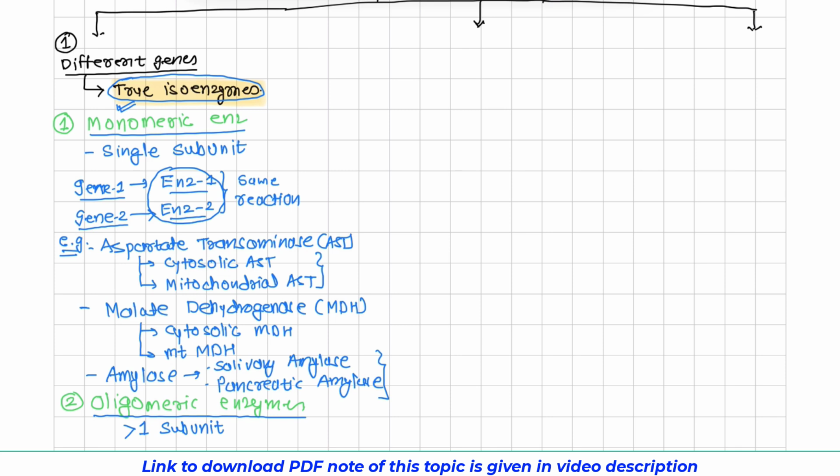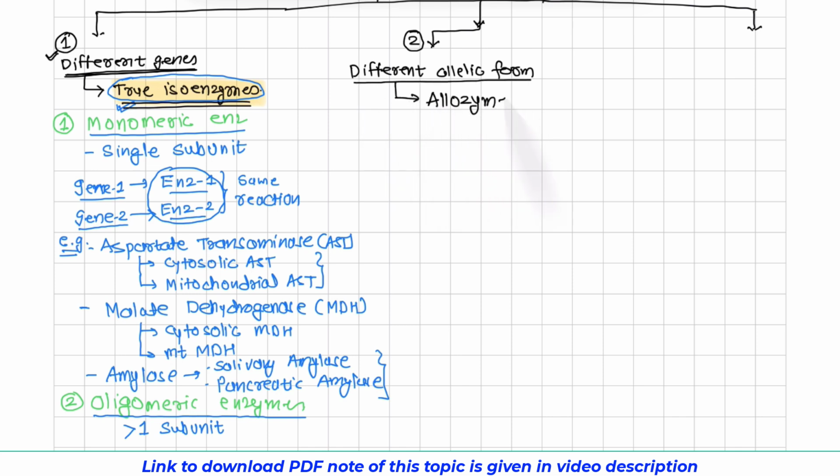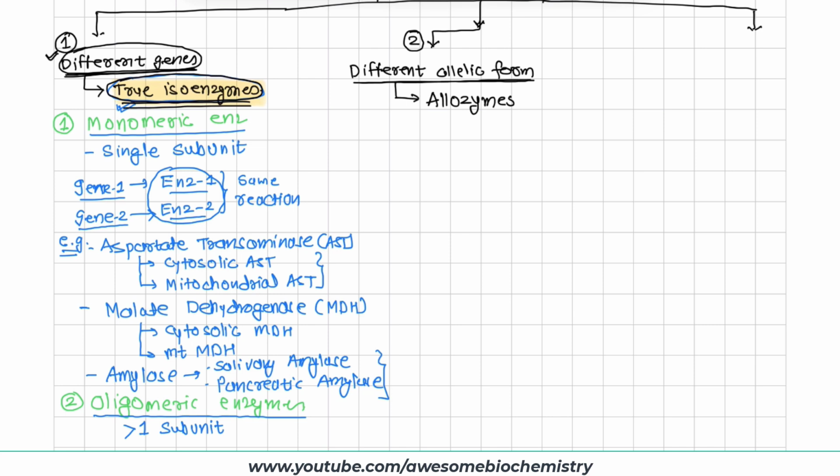Okay, so that was the first mechanism, true isoenzymes formed by different genes. Now let's move to the second mechanism, which involves variation within the same gene. This involves a different allelic form of a gene in different individuals. The isoenzymes created by this mechanism are called allozymes. Remember, if different genes participate, we call them true isoenzymes. And if different allelic forms of genes participate, we call them allozymes.